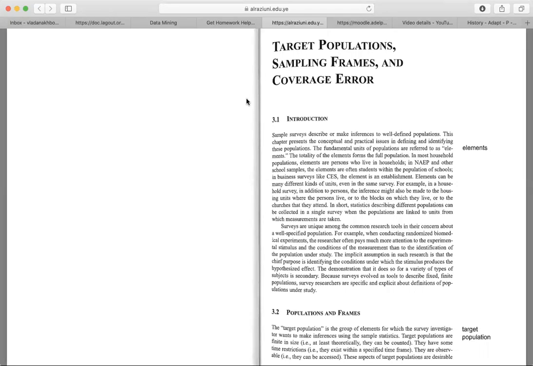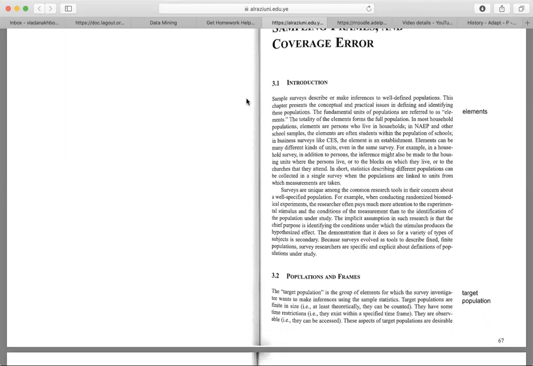We will start with Chapter 3, the target populations, sampling frames, and coverage error. In the introduction, sample surveys describe or make inferences to well-defined populations. Elements are the fundamental units of population. The totality of the elements forms the full population.